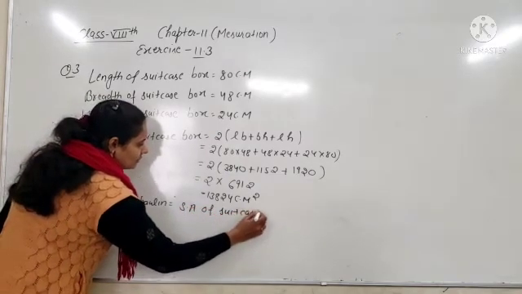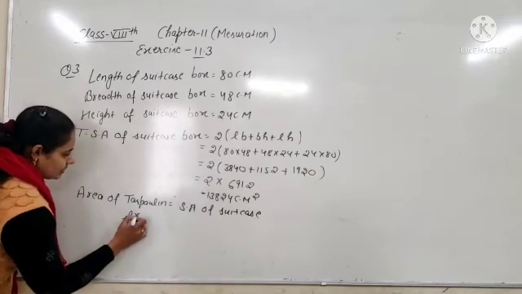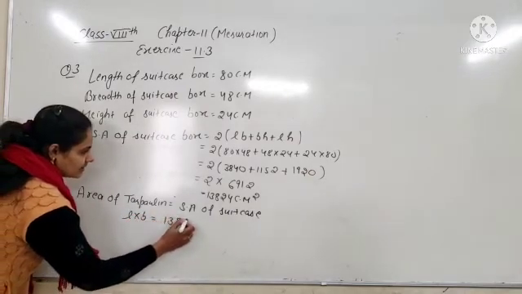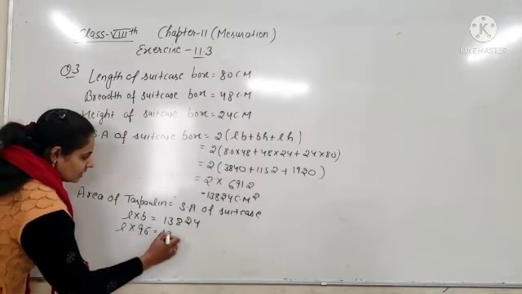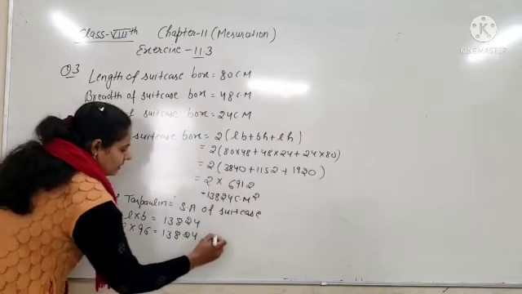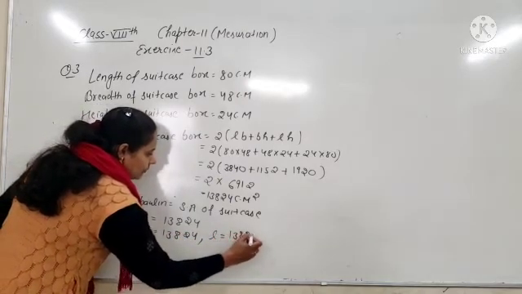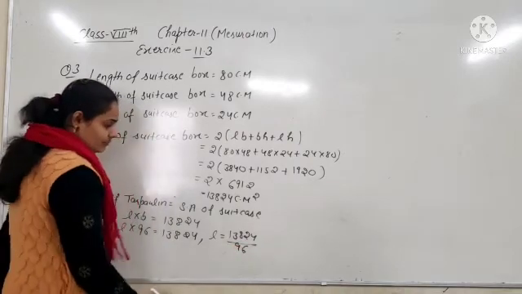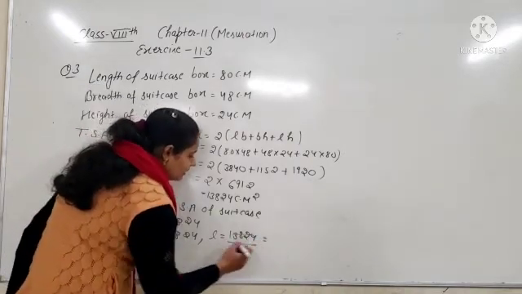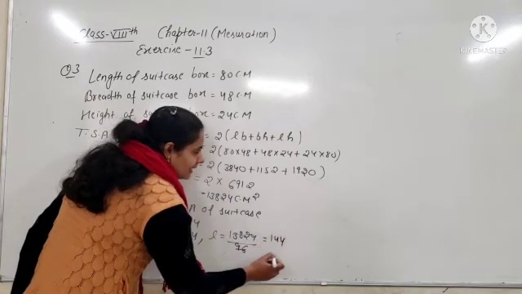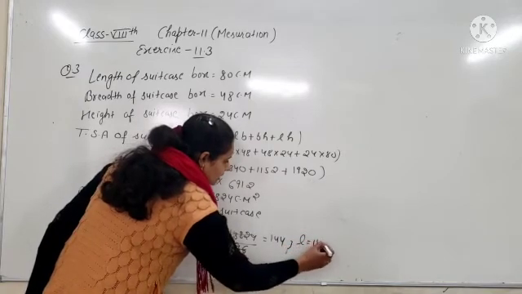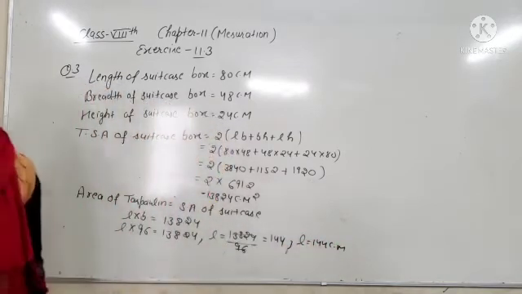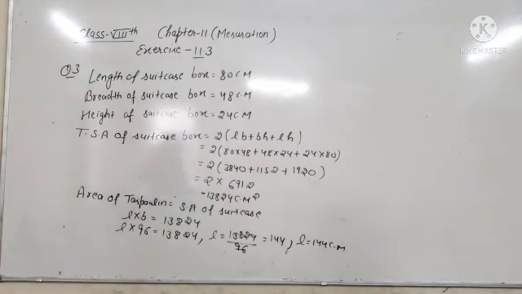Okay, so area of tarpaulin means length into breadth will be equal to 13,824. Length you have to find out, and breadth is already given, 96. So length into 96 is equal to 13824. Now what will be the length? 13824 divided by 96. When you divide it, it is completely divisible by 96 and length will be 144 centimeter. Clear? So the length of the tarpaulin is 144 centimeter.